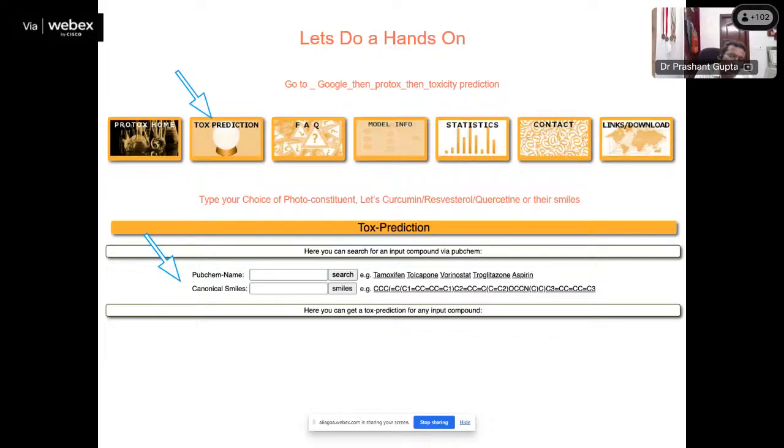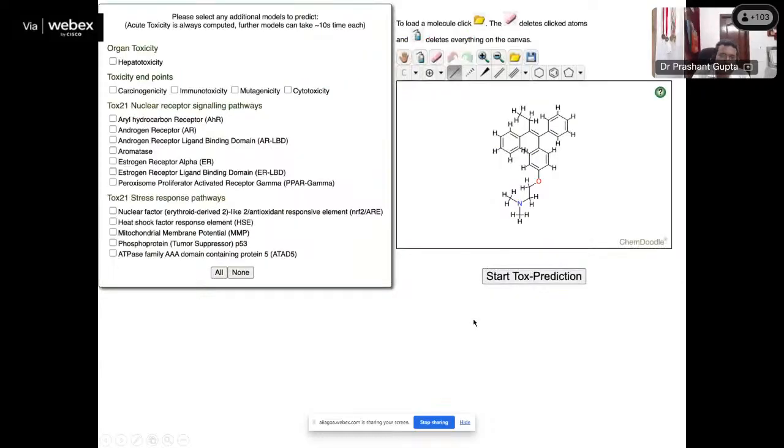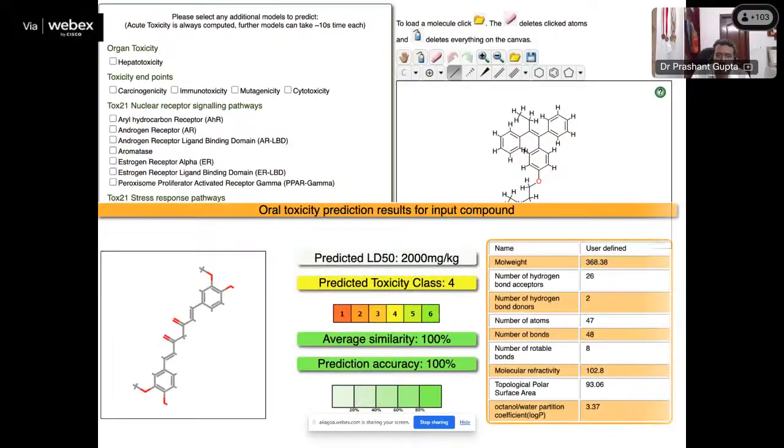I was preparing for hands-on, but I'm not sure how many of you have access to good internet and a laptop. So just type ProTox on Google, then go to this page, toxicity prediction would open, then this would open. Just copy the canonical SMILES of your choice of phytoconstituent, then just type, this would open, and just click on all and start prediction.